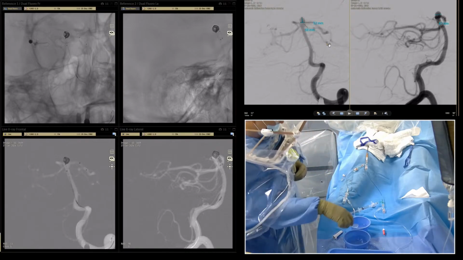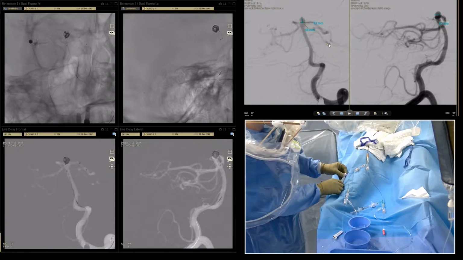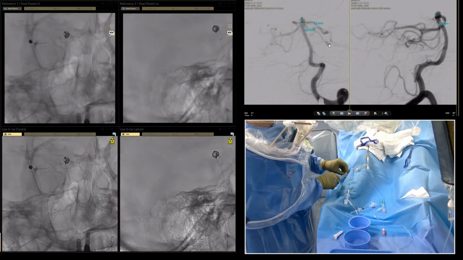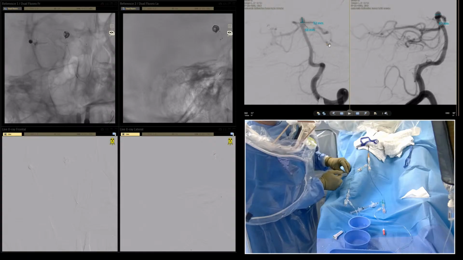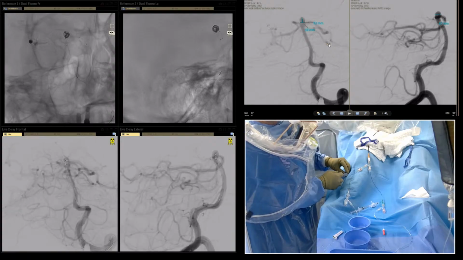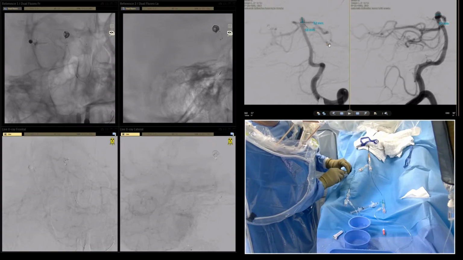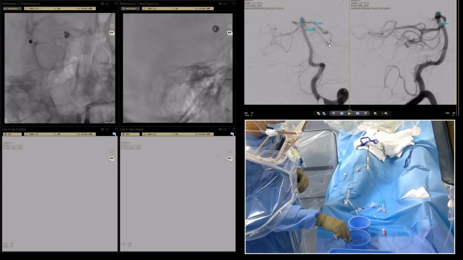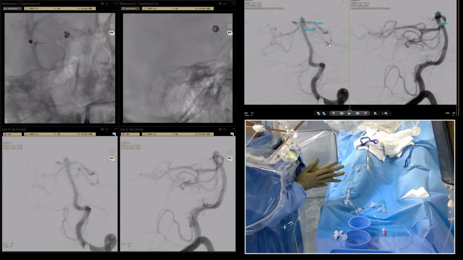Okay, let's do first angle. Yes, it looks okay.